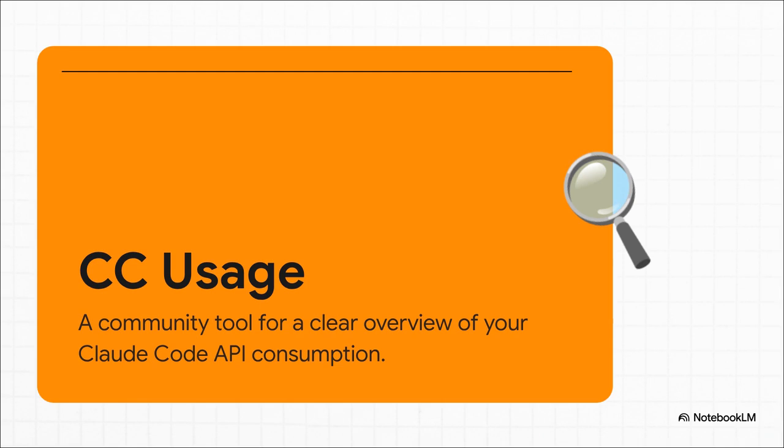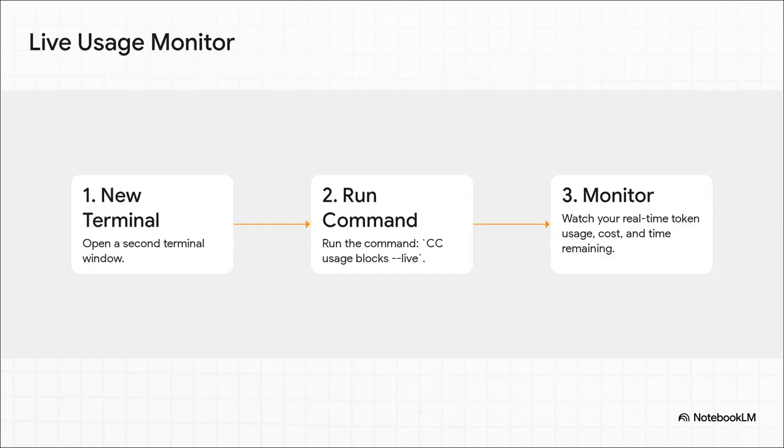Well, there's this absolutely brilliant community tool called CC Usage that totally solves this. Think of it like a dashboard for your Claude Code consumption. It gives you these super clear breakdowns of how much you're spending per day, per month, and most importantly, per usage block. But really, the tool's most powerful feature is the live monitor. You just pop open a second terminal, run CC Usage blocks-live, and that's it. You get a real-time view of your token count and how much time is left in your current block. It's the perfect way to make sure you never get unexpectedly rate limited, ever again.